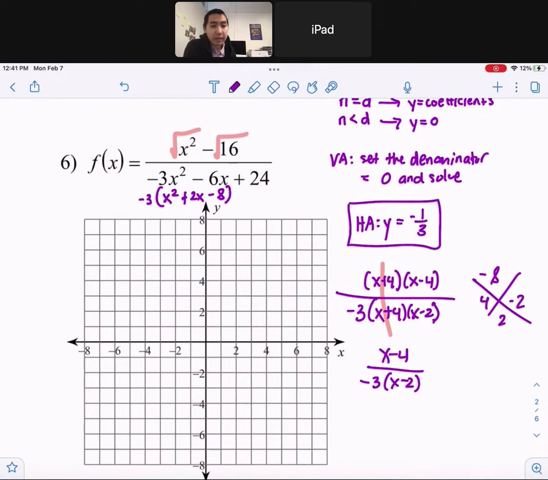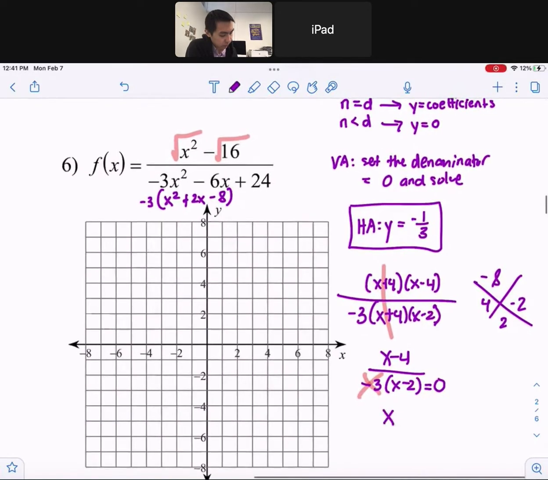And then we can set the denominator equal to 0. Now, this -3 can't be 0, so it's a matter of what value of x would make that whole thing 0, which would be x has to equal 2. And there's your vertical asymptote.